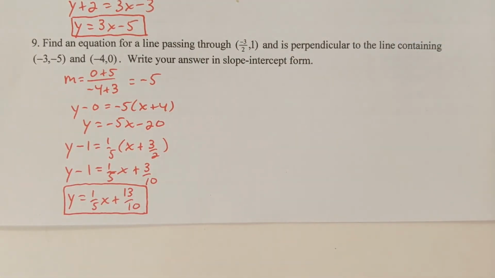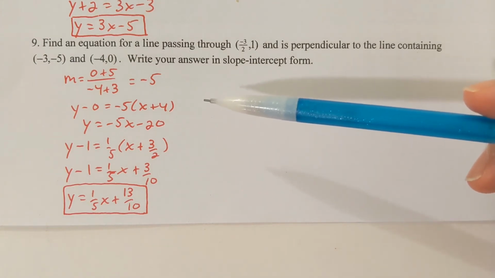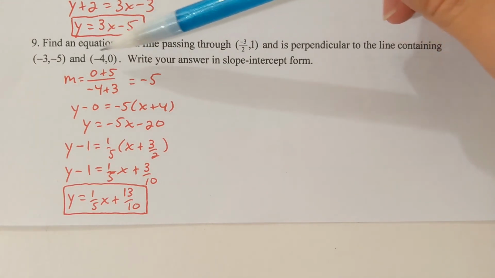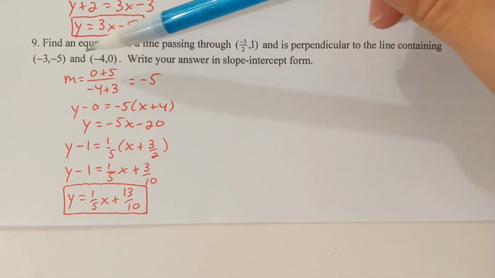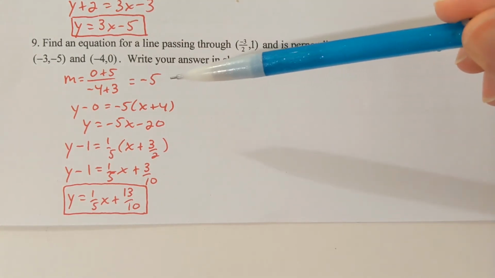Problem 9, find an equation for a line passing through the point (-3/2, 1) and is perpendicular to the line containing the points (-3, -5) and (-4, 0). Write your answer in slope-intercept form. Okay, so the first thing that we need to do is get the slope of the line that's given to us here. So 0 minus -5 divided by -4 minus -3, which means that the slope of that line is -5.